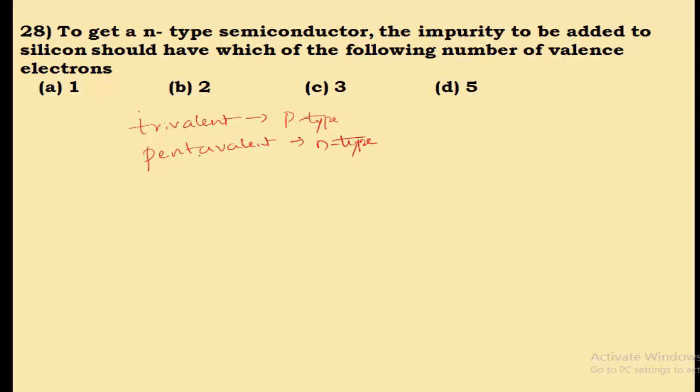Okay, so here they have asked which number of valence electrons the impurity added to silicon should have. So when we add pentavalent, then we will obtain n-type. Pentavalent means the number of valence electrons must be 5. So option D is the right one.